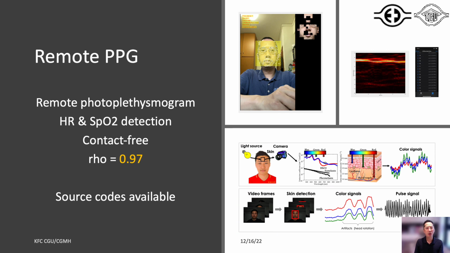On the other hand, we are also trying different methods using a contactless PPG, and we can use that to obtain a pretty good heart rate variability, and the source code is available as well.